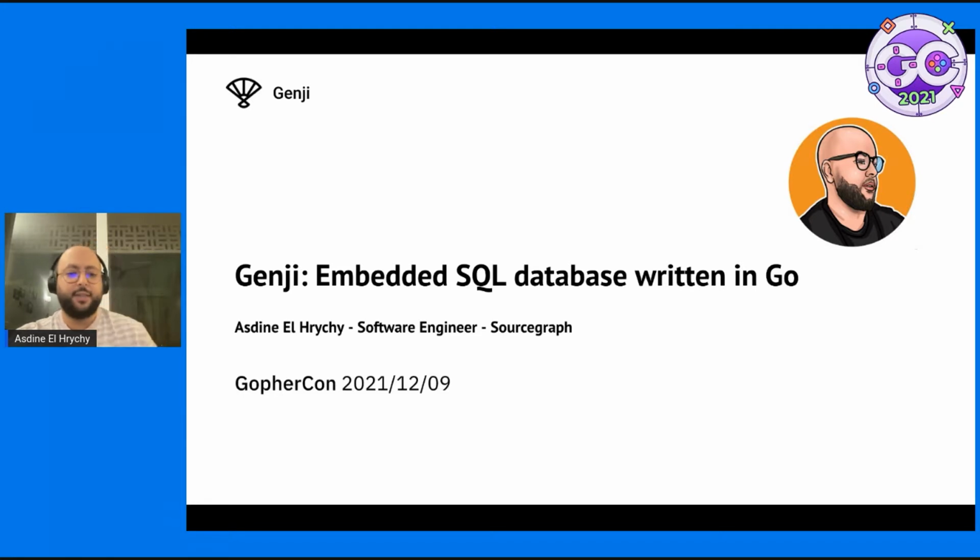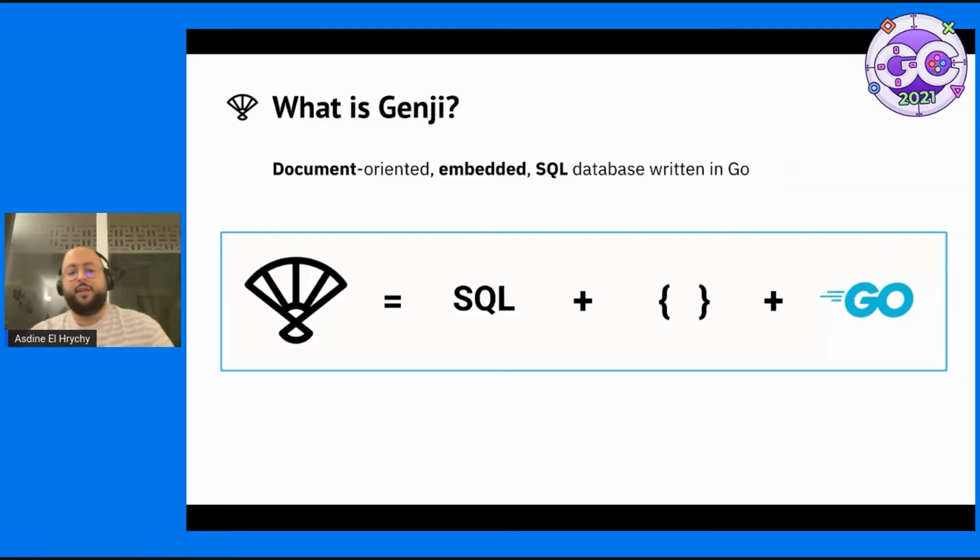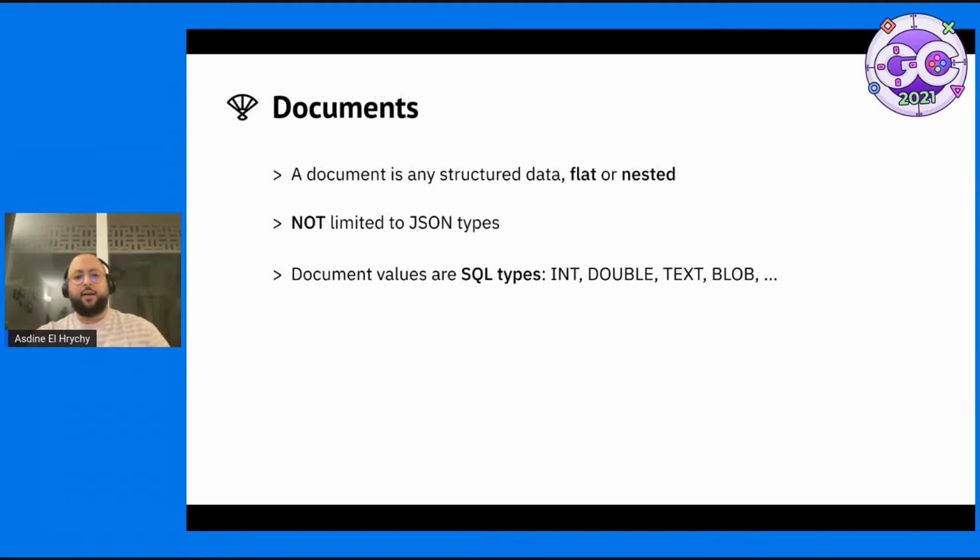Genji is an embedded database. It combines SQL with documents, and it's written in Go. Documents here are just any structured data, which could be flat or nested. It's not limited to JSON type. In fact, Genji is not a JSON database. Its document fields are actually SQL types, like ints, doubles, text, blobs, and so on.